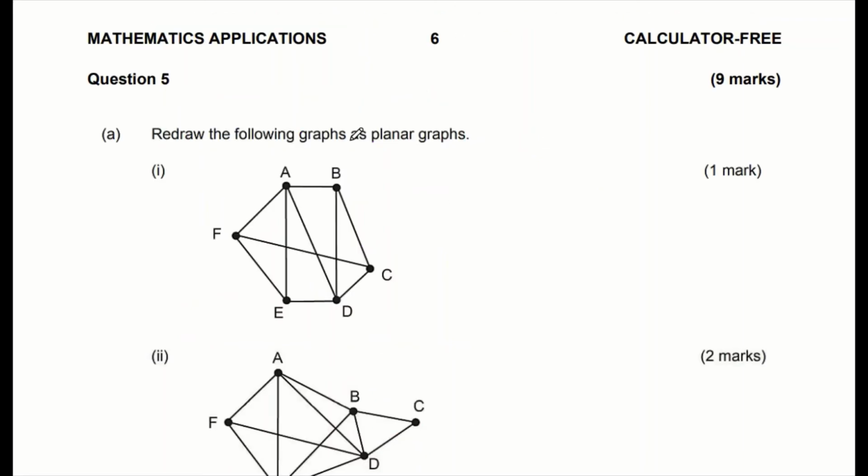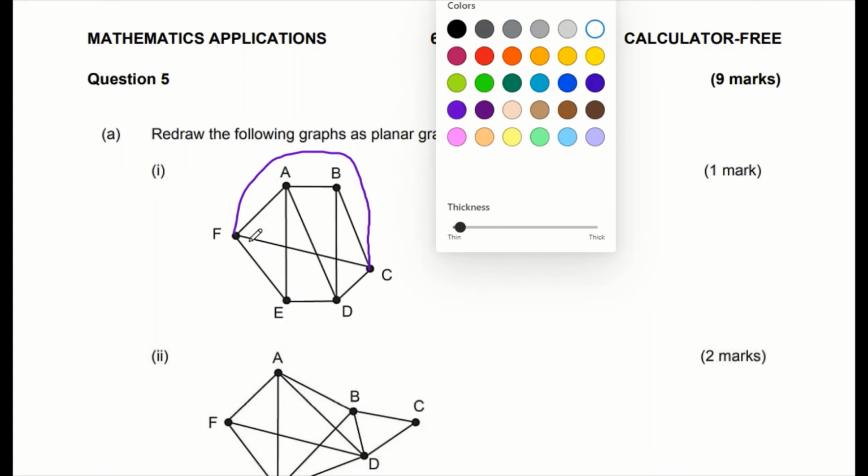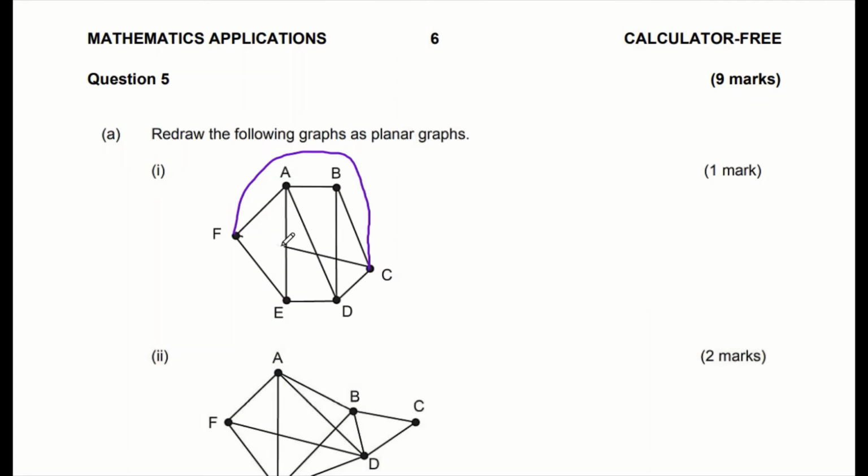All right, question 5a. Redraw the following graphs as planar graphs. I'm not going to redraw the whole thing because some of the questions are quite direct and easy. For example, the first one, you redraw everything at the same place, but the only difference is that the edges that intersect with other edges, you move outside. So for FC, you move it outside. So after that, this one is gone, which means it is no more. Now when you look at this graph, it becomes a planar graph because no edges intersect each other. That will be the answer for part 1.